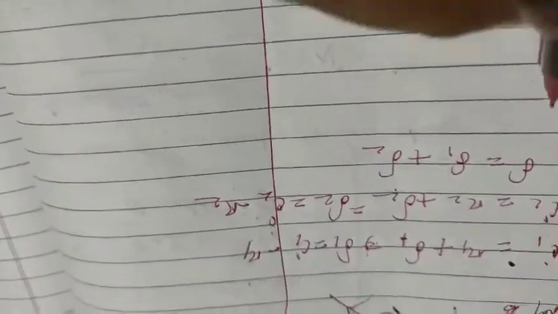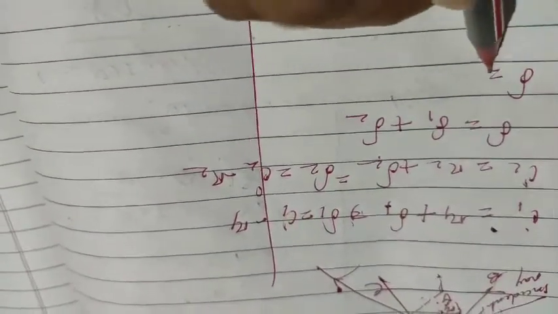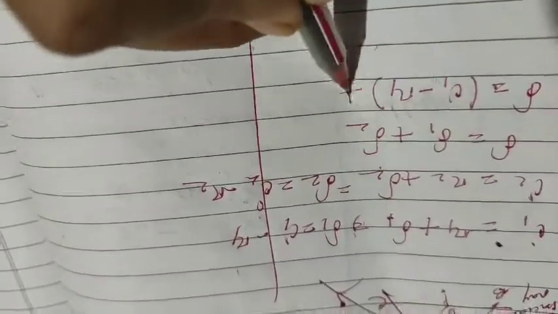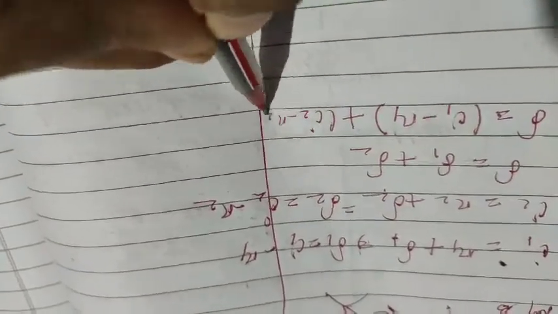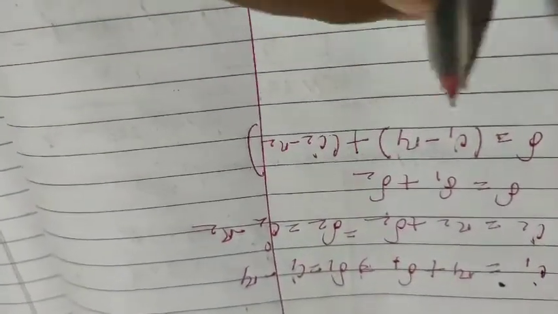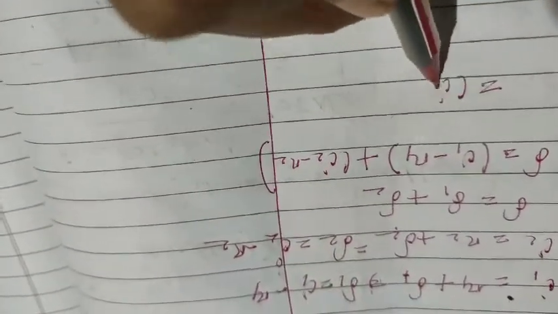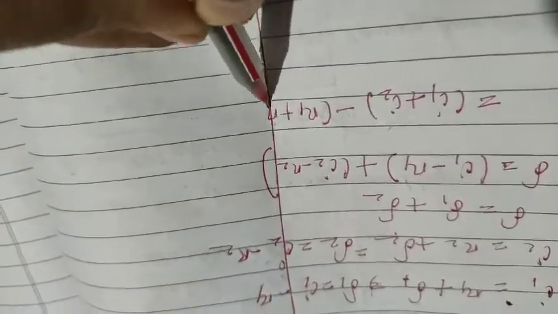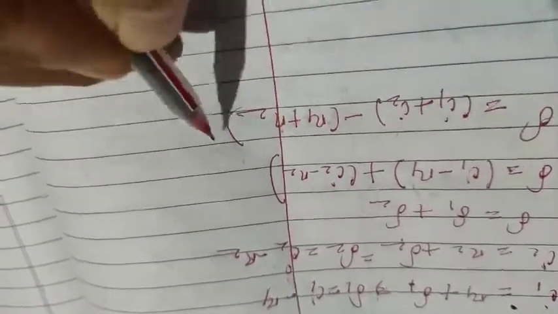Okay? So you can put it here as a value. Delta is nothing but delta 1 plus delta 2, so it is I1 minus R1 plus I2 minus R2. Clear? Now you take the common, student. You can take I1 plus I2 minus R1 plus R2. So here you will get the delta value. So this is equation number 1.